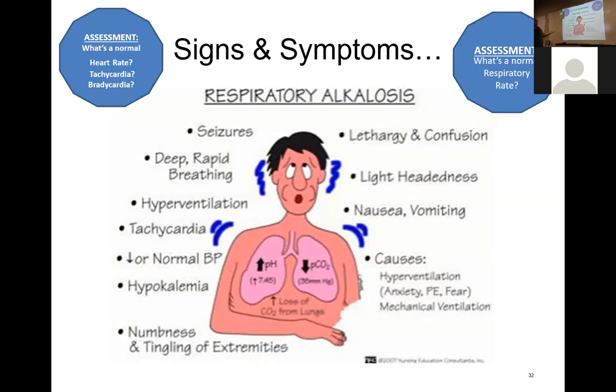What's normal for the heart rate? This is what we would find in a perfectly normal patient. 60 to 80, right? That's normal. Tachycardia means a fast heart rate. What would that be? Above 100, exactly. Bradycardia means less than 60. Good, good. What's a normal respiratory rate?